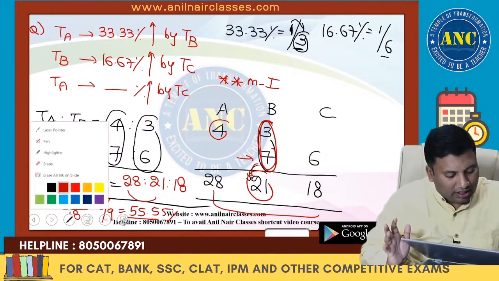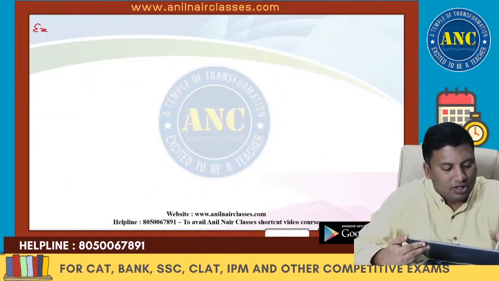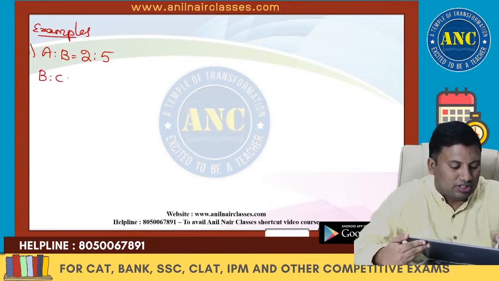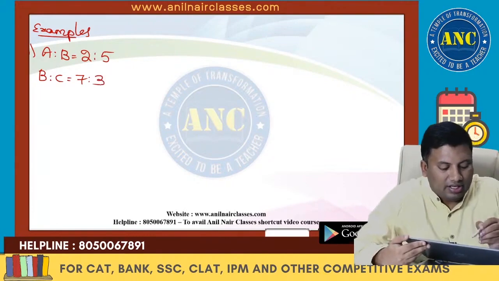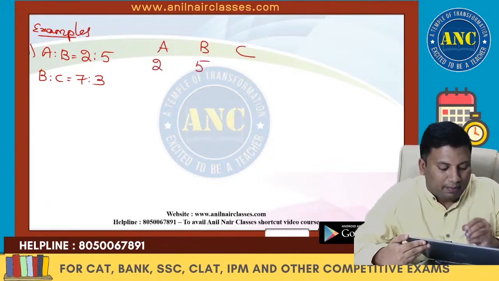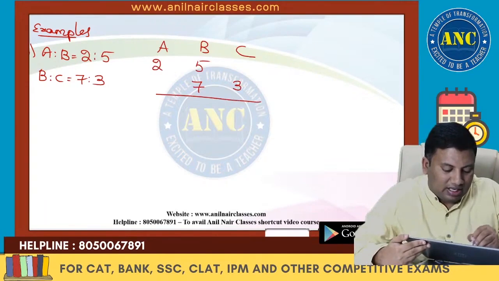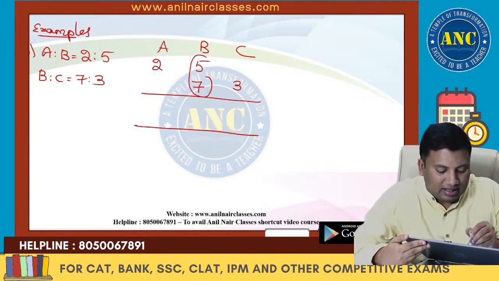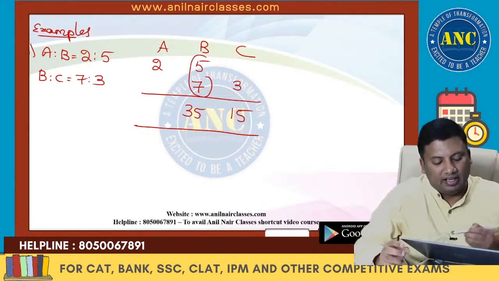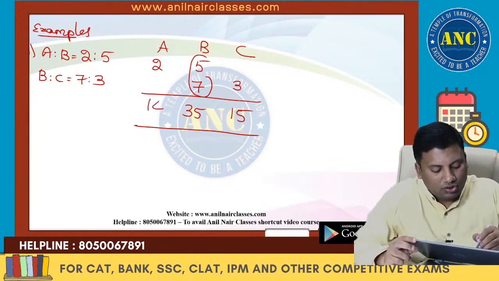2 more examples, so that this idea will be very clear to you. A is to B, it is 2 is to 5. B is to C, it is 7 is to 3. A is to B is to C. A, B and C: 2 parts for every 5 parts, 7 parts for every 3 parts. Take 5 7s are 35. 7 5s are 35. 5 3s are 15. 5 7s are 35. 2 7s are 14.